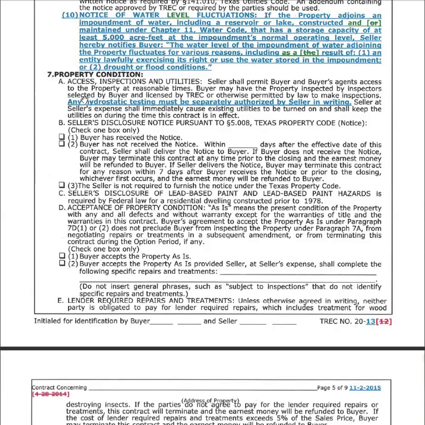Most inspections are not going to include hydrostatic testing, but if your buyer is wanting to have that done, make sure the seller signs off on it. Otherwise, you could find yourself in a lawsuit.